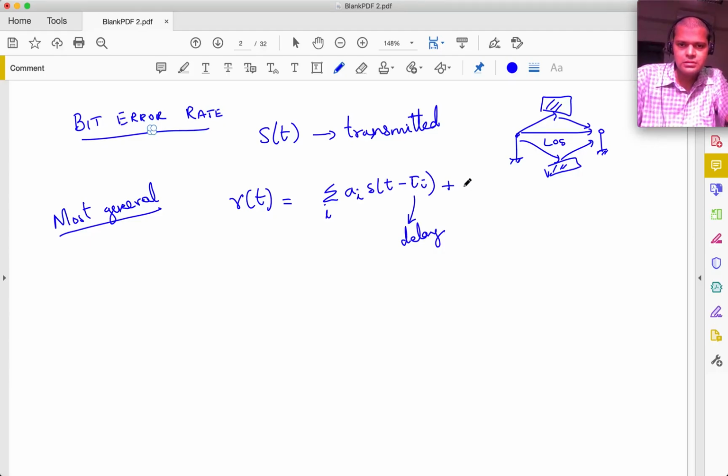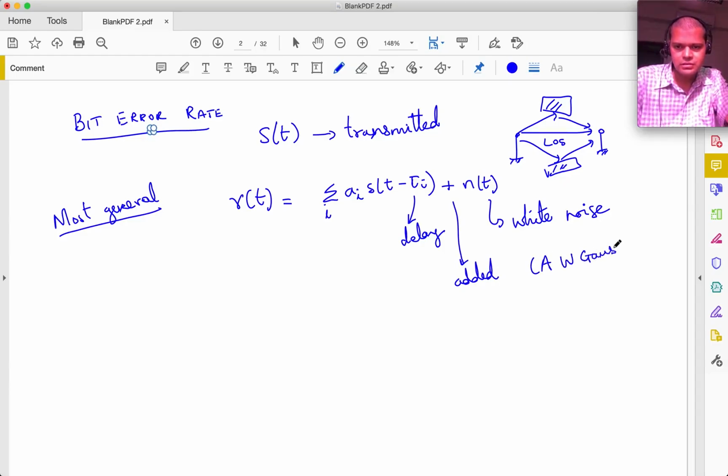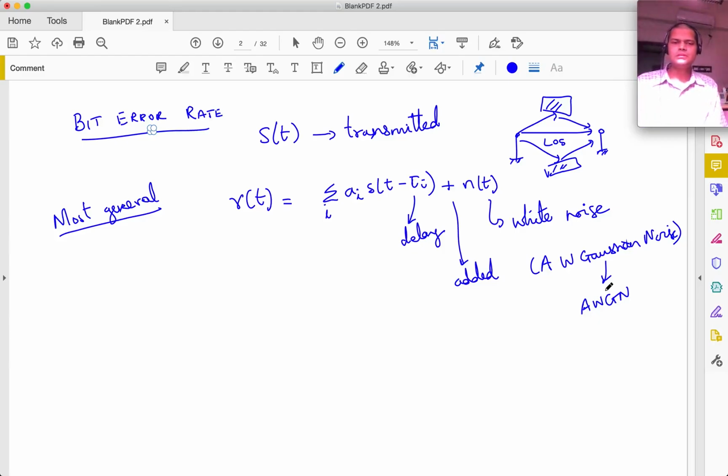Plus there is some noise, and this noise is not necessarily coming from the external environment, but is inbuilt in the circuits of the receiver. So there is something called white noise, and when it gets added, the term is additive white Gaussian noise. AWGN is what people talk about. But this is the most general case.